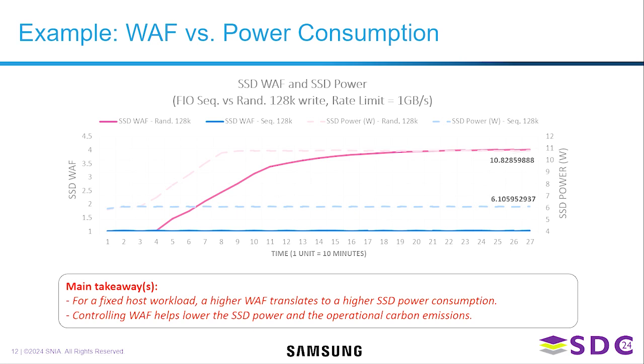So the point I want to drive through this example is that if you're able to keep your WAF low, your SSD power consumption will stay low and constant as well. But if your WAF goes high, your power will follow a similar trend where your power consumption goes high as well.